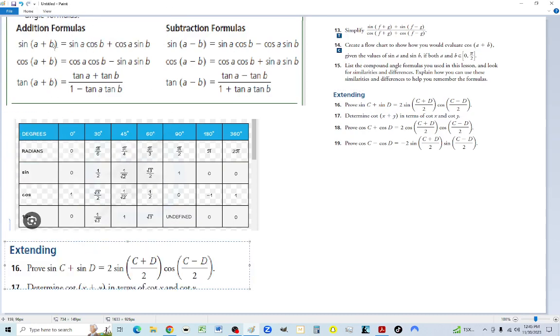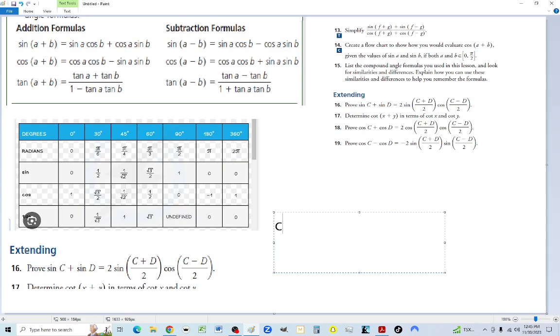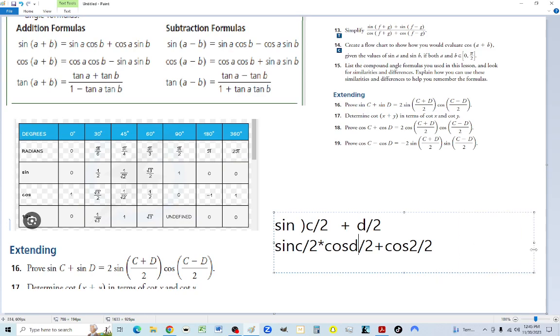So 2 sine C plus D. Try to keep that in mind that anything that is over 2 can also be written as this. So when you have this, it's really equal to this. And then when you multiply that by 2, and then the other one is this.